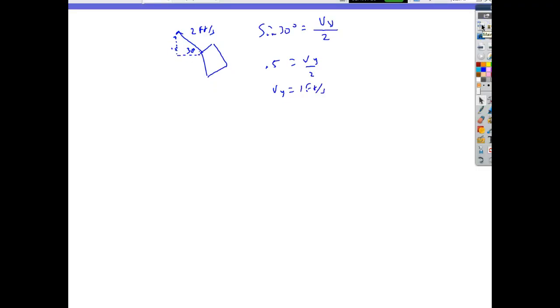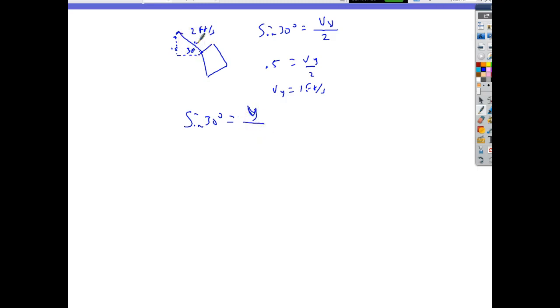Great program? Why is that a great program? All right. So what's another way to get the same problem? Well, if I were to take the same problem we just did, sine of 30 degrees equals velocity in the y over, what do we call the hypotenuse?